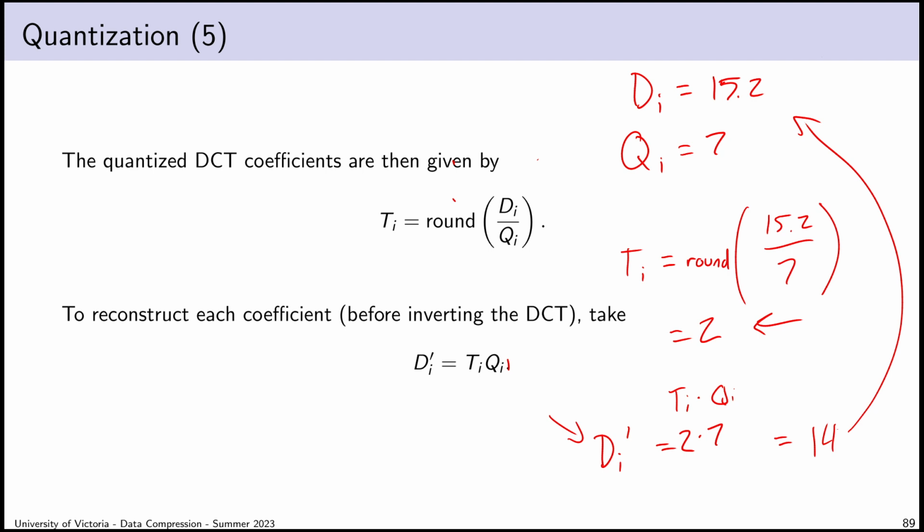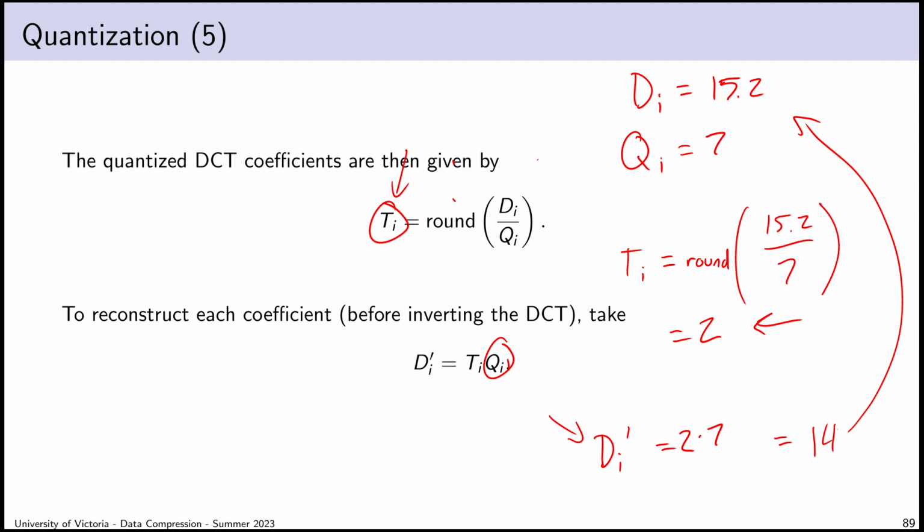One other thing you should notice is that if all I'm sending over is T, the decompressor needs both the value of T and the value of Q. It needs to know the quantization vector that I'm using. Maybe that's been hard-coded into the decompressor. Maybe I send that along as overhead. But the decompressor needs the quantizers. It needs the elements of Q.